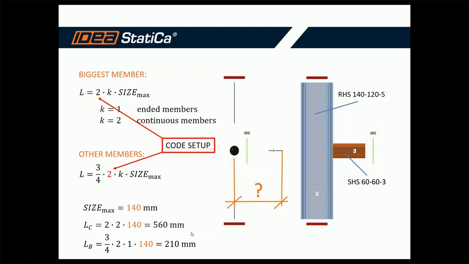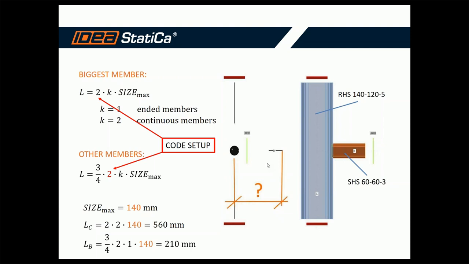This is the default length, and it's measured from the node. So it's not measured, for example, from the surface. If you look at the member B, the length is given from the node to the end of the member.